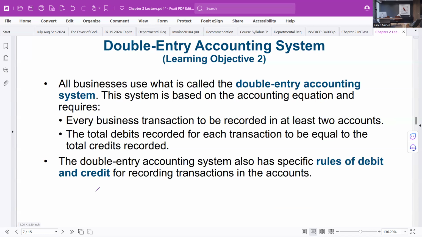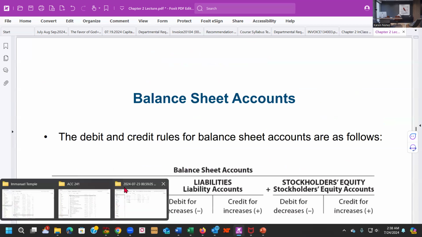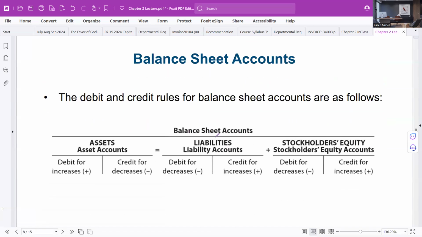And this system of double entry accounting is what we use in accounting. It's kind of like a special language that applies in all accounting courses, right? We're going to use it from now to the end of the session. And whether you're taking an introductory course or an advanced course, the rules are the same. So here are the basic rules that we have for all of our accounting equation items: the assets, the liabilities, and the equity.